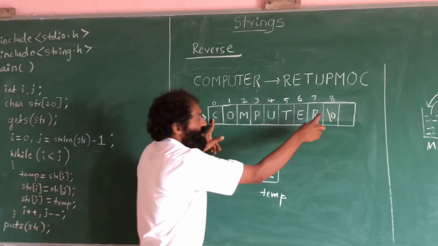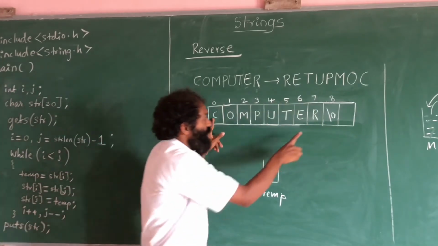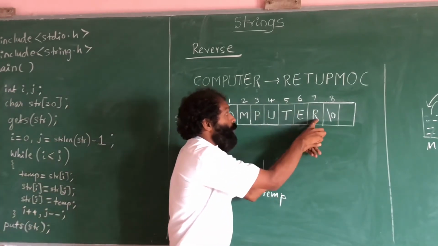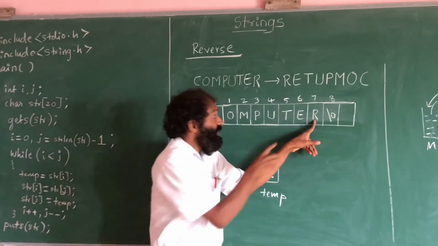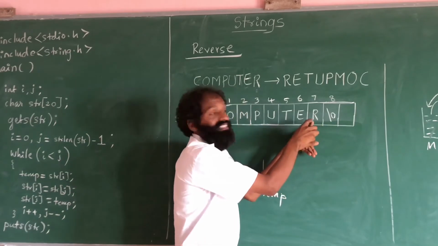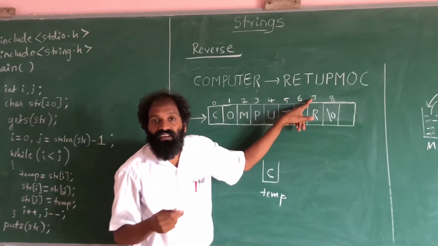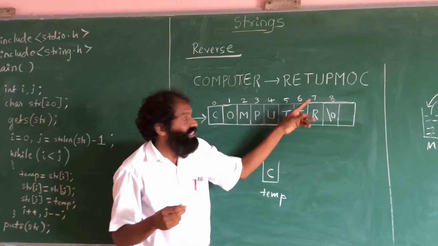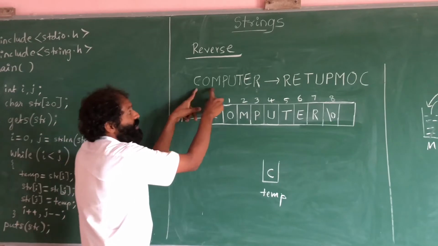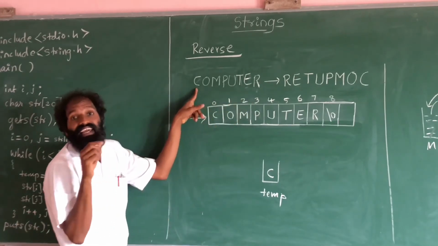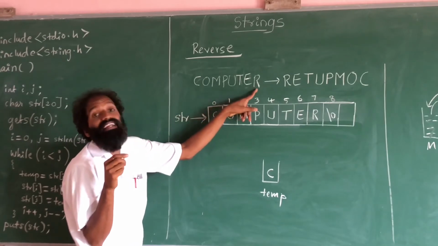Next, this you have to copy here. See, this you have to copy here. So you should know this number 7. See, this R is at the index of 7. So how will you get this 7? What is 7 here? It is related to the length of a string. See, how many characters are there? 8 characters are there actually. 1, 2, 3, 4, 5, 6, 7, 8 characters.